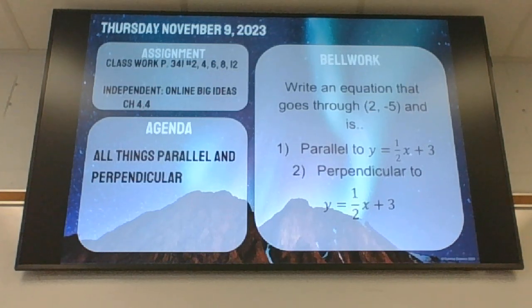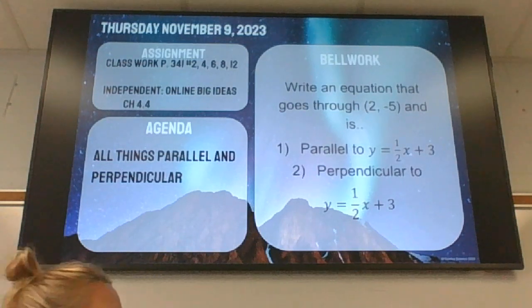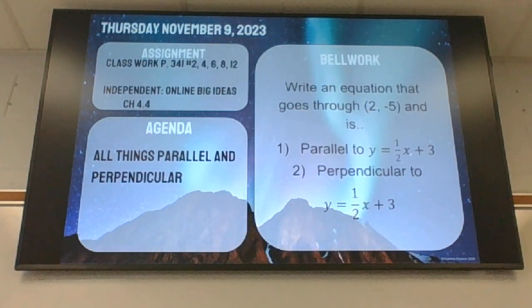Write an equation that goes through 2, -5, and it's parallel to blue and perpendicular to blue. Okay. So, let's do step 1.